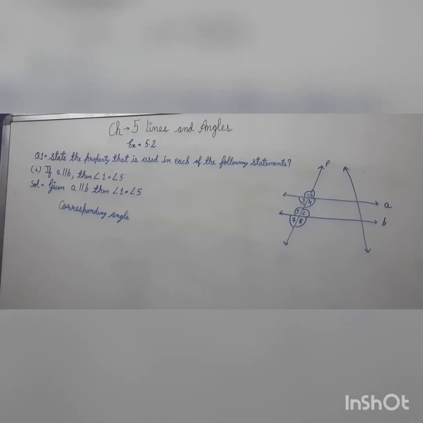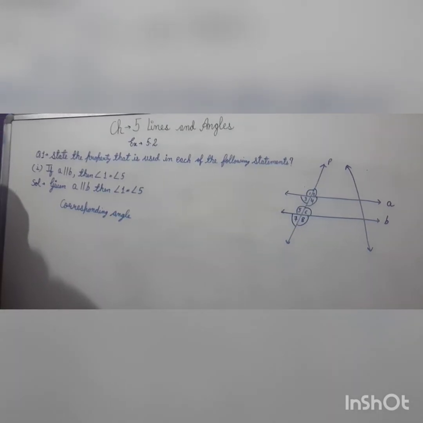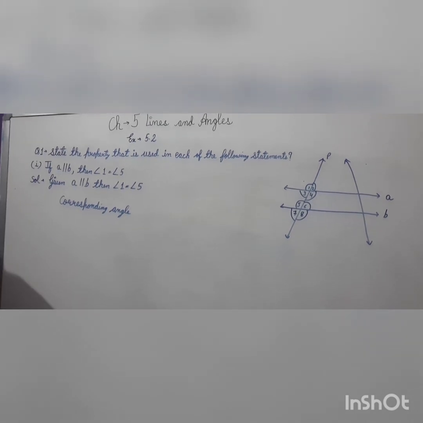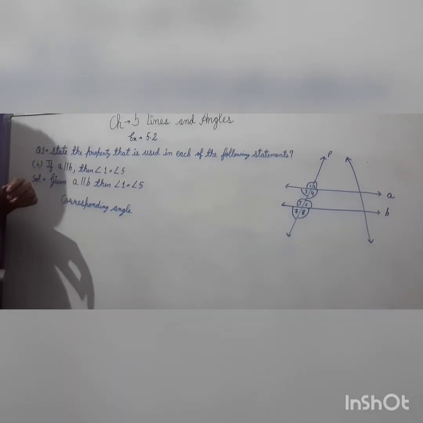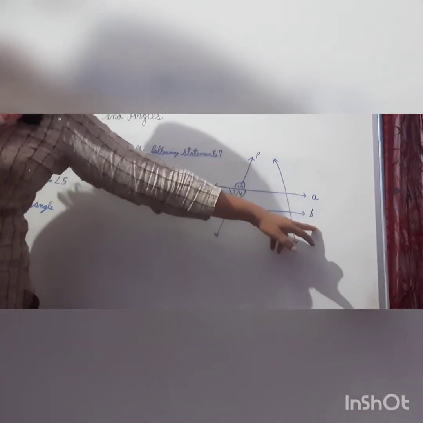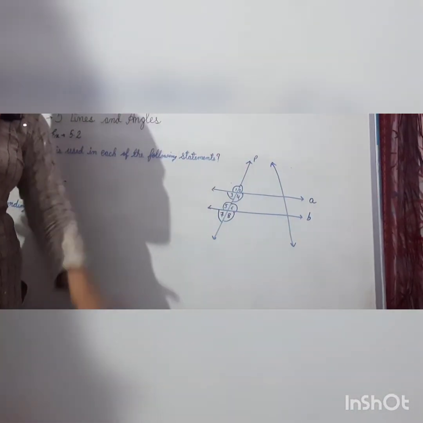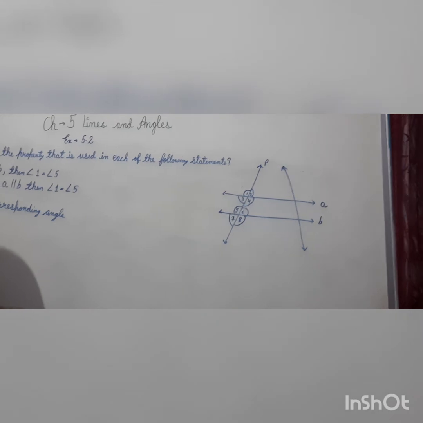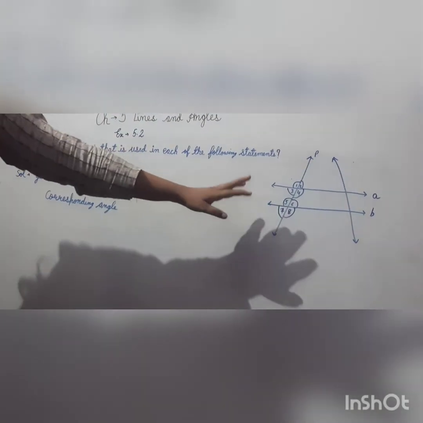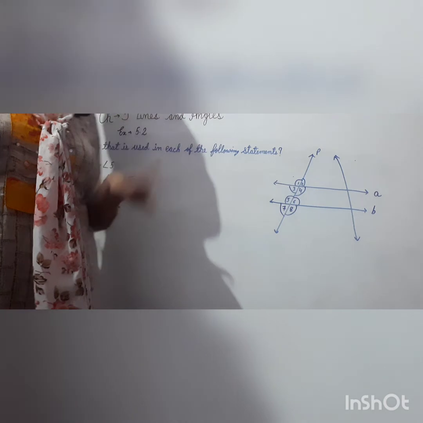Second is, if angle 4 is equal to angle 6, then A is parallel to B. You have to tell about which property this is. And next is, if angle 4 plus angle 5 is equal to 180 degrees, then A is parallel to B. You have to tell which property this is.